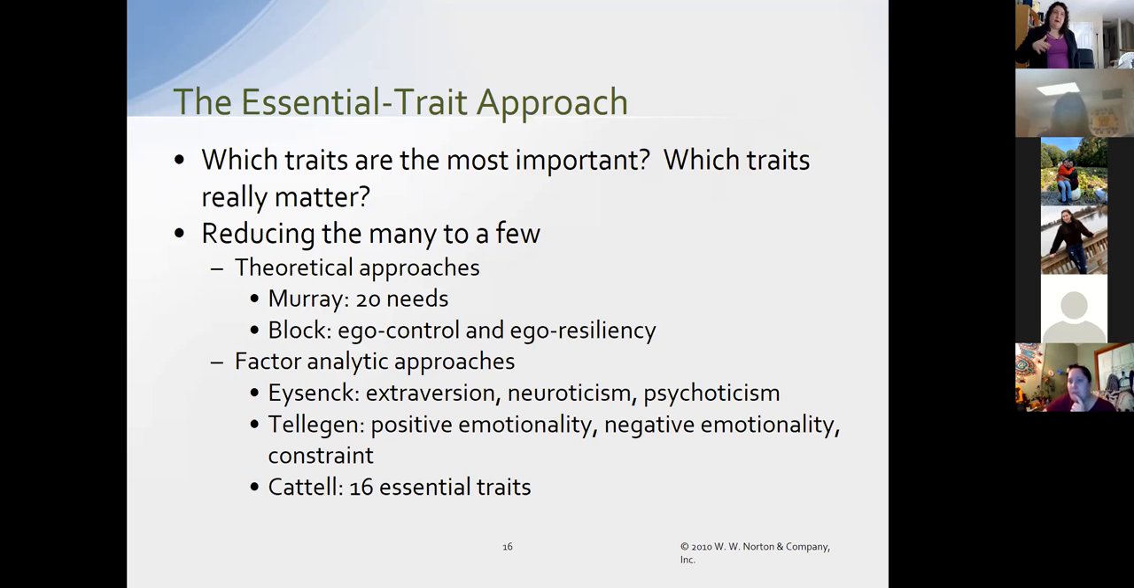Tellegen, along with my former professor, Yossi Ben-Porath, is the author of all of the most recent revisions of the MMPI. So the MMPI-2-RF we talked about, the MMPI-3 that's coming out this semester. I actually have now signed up to do a workshop on that to find out what's different. Tellegen is very well respected, not only in the trait approach, but also in terms of psychometrics, so using statistics to look at these things.